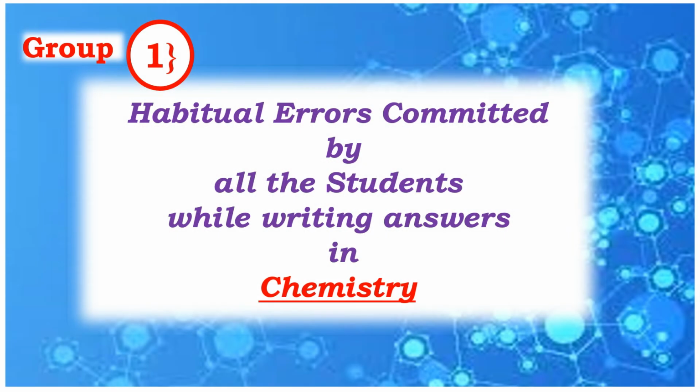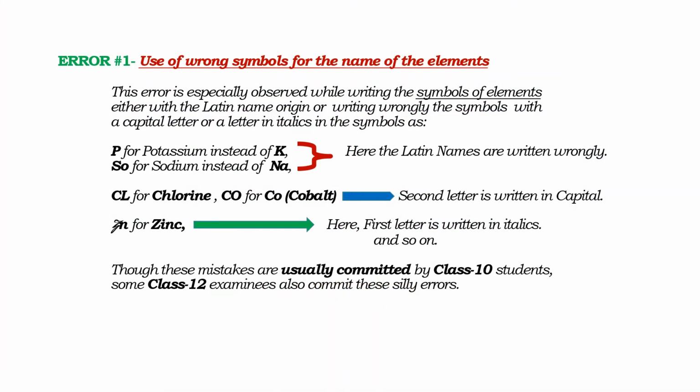Group 1. Habitual errors committed by all the students while writing answers in chemistry. Error number 1. Use of wrong symbols for the name of the elements. This error is especially observed while writing the symbols of elements either with the Latin name origin or writing wrongly the symbols with a capital letter or a letter in italics in the symbols, as P for potassium instead of K, SO for sodium instead of Na.